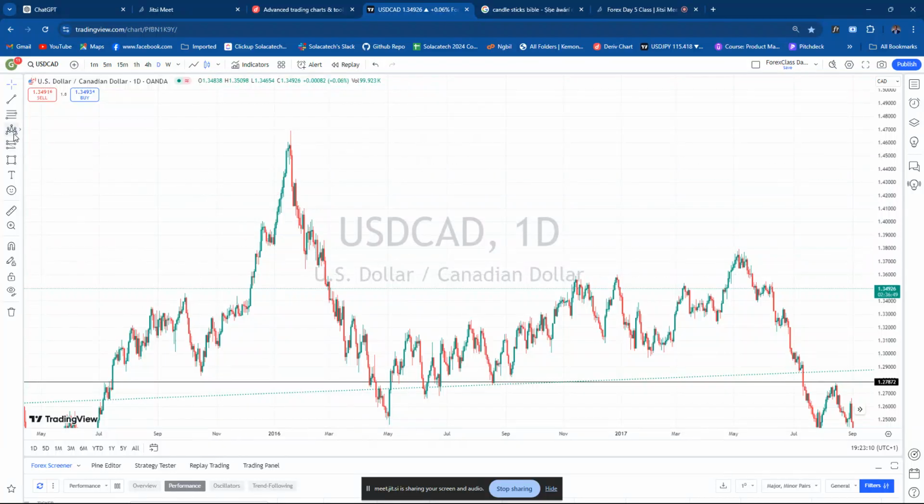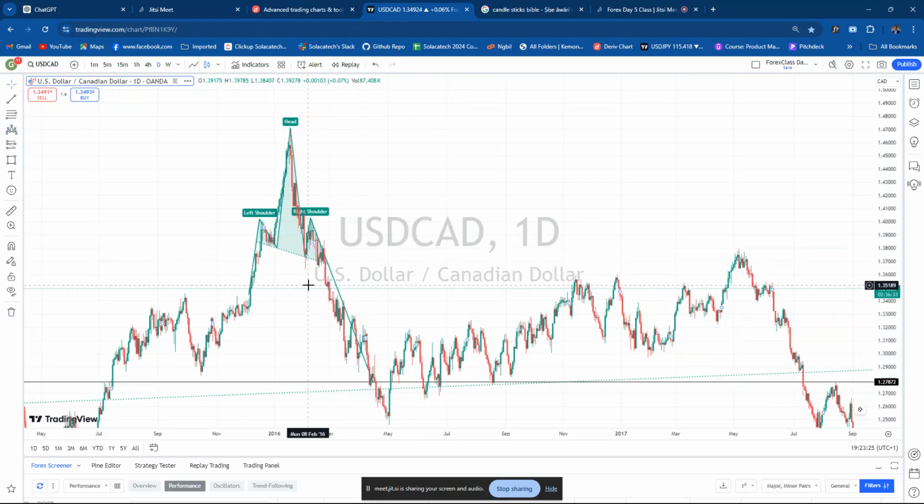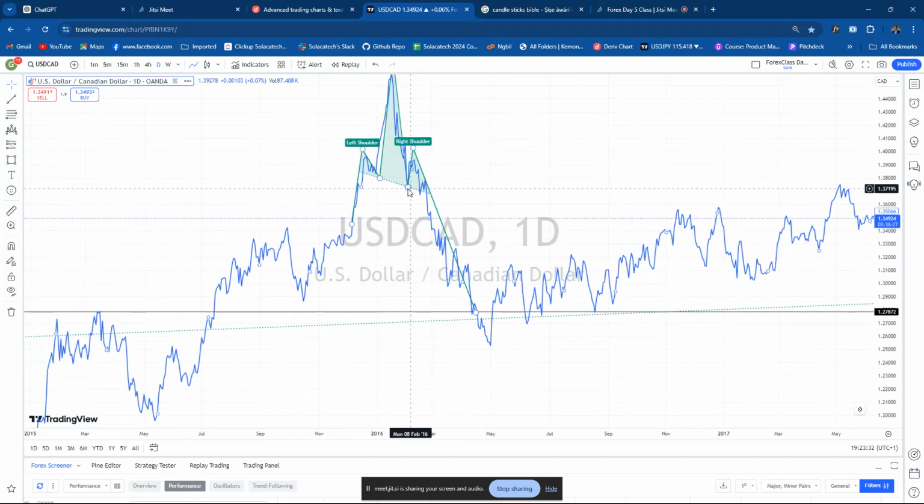Alright, so where's the head and shoulder? Pick it up from here, pick it here, pick it here, and that's it. So if I go back to line charts, this is what I'm getting. So let's bring this shape out now.